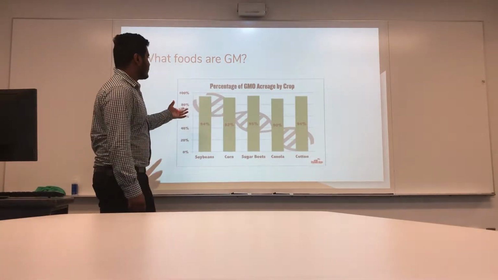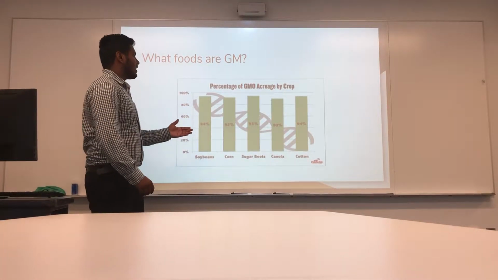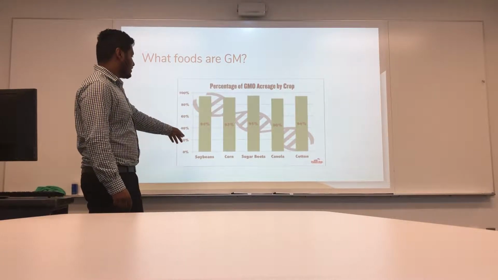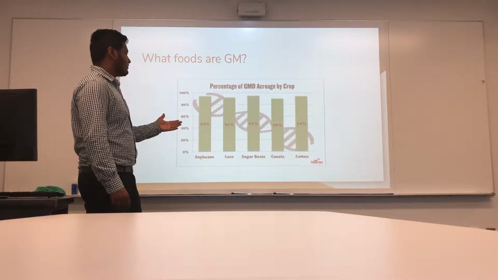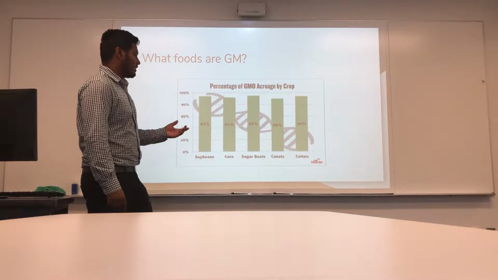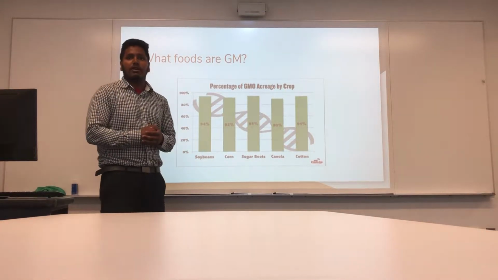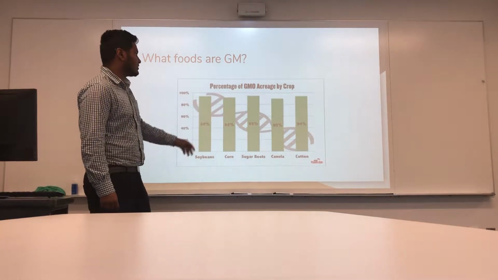So this is a visual representation of which foods have a higher percentage of GMO yield. So as you can see, 94% of soybeans, 92% of corn, 95% of sugar beets, 90% of canola, and 94% of cotton are all genetically modified in the US. So these are the major products which we have to watch out for.